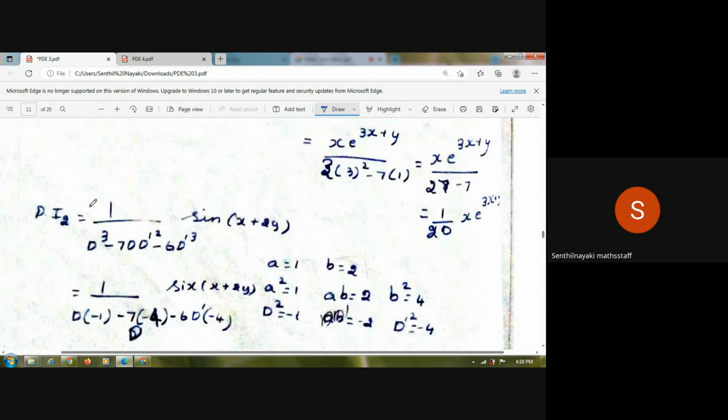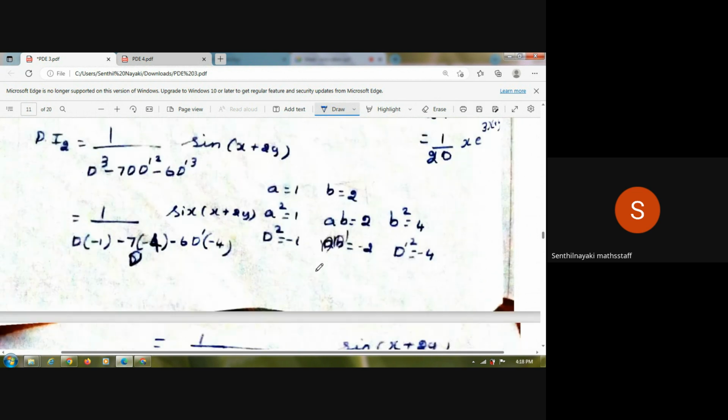Next we have to find out the particular integral 2 for the function sine of (x plus 2y). So here we have to replace D square by minus a square, DD dash by minus ab, and D dash square by minus b square. So we get the term like this. After substituting, D cube can be split into D into D square. So for D square we can replace by minus 1. And then here 7D is here.